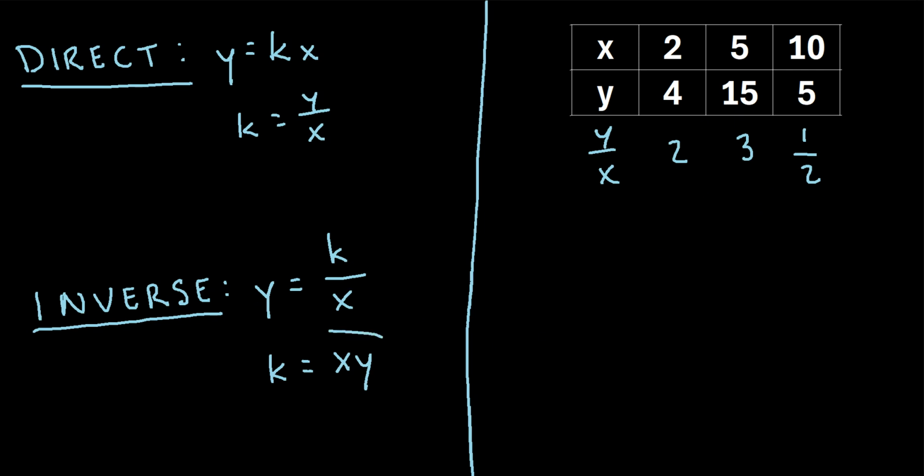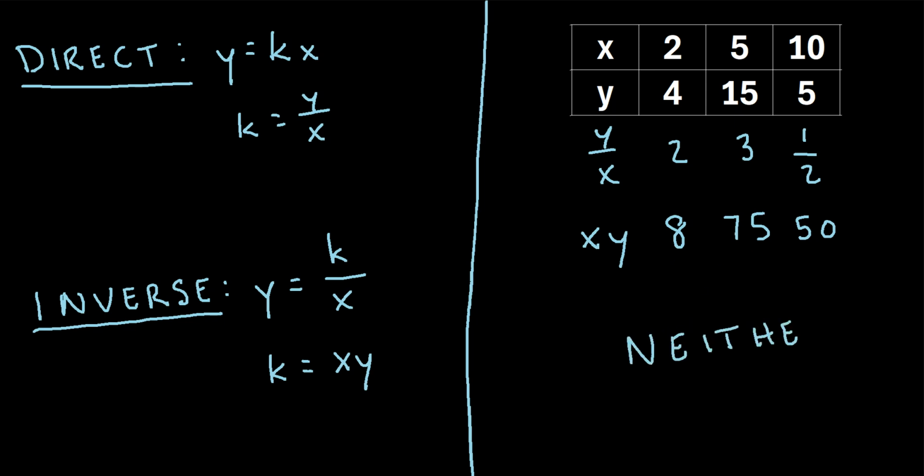So now let's try inverse variation. So we'll try this formula, x times y. So 2 times 4 is 8. 5 times 15 is 75. And 10 times 5 is 50. So again, we're not getting the same answer each time for this one either. So this must not be inverse variation. So in this example, we would say neither. It doesn't represent direct variation or inverse variation.